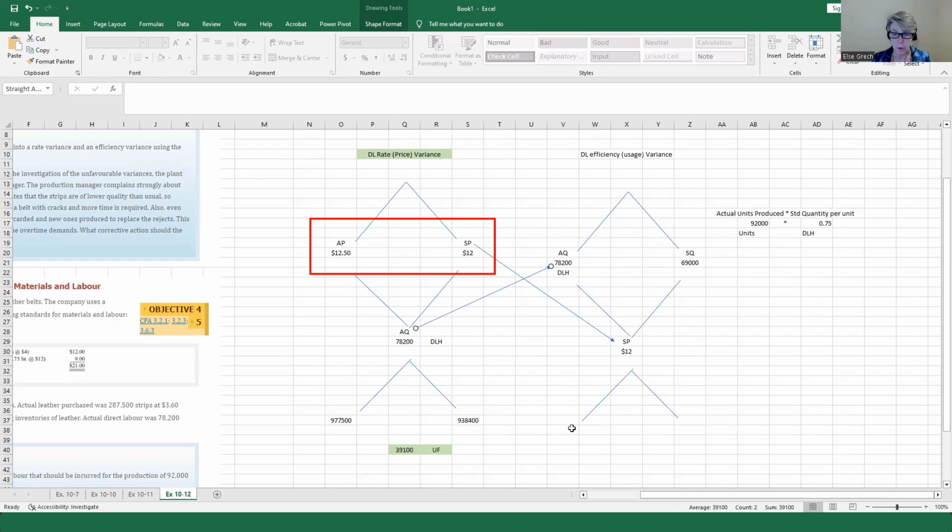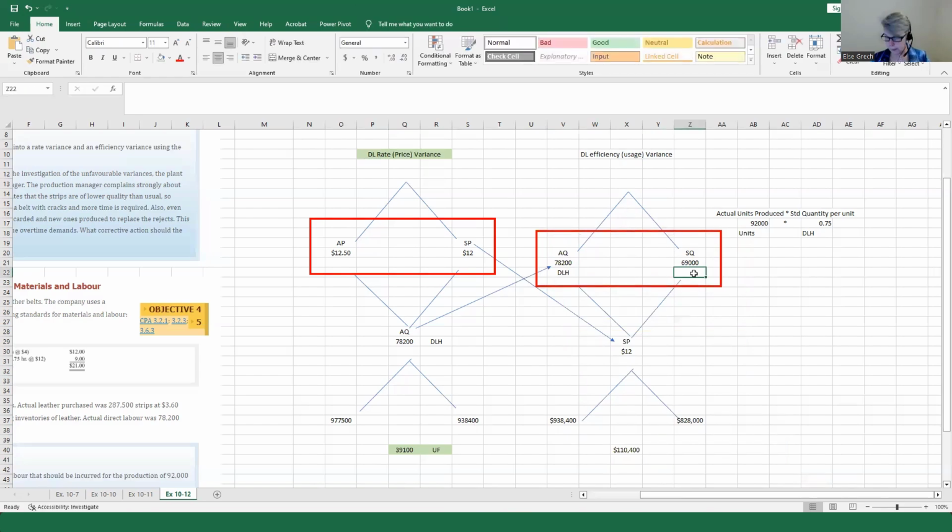Now, I'm going to go over here. I'm going to do the same thing. But I'm going to take actual quantity multiplied by the standard price. There's my number. Notice it's identical, but I still do it this way. I'm going to take the standard quantity for the actual output, and I'm going to multiply it by the $12. Now I'm going to take the difference. Okay, again, I'm going to borrow this. Here we go.